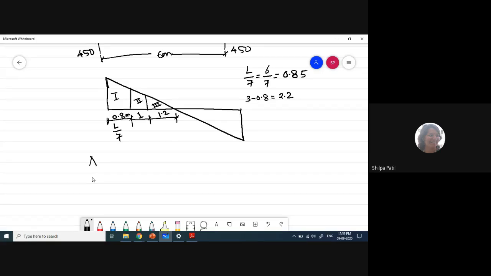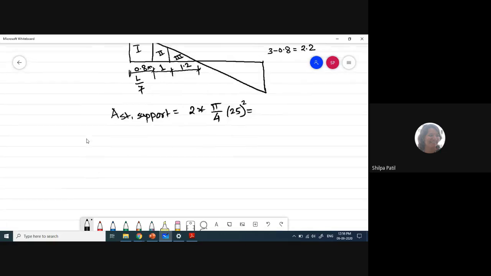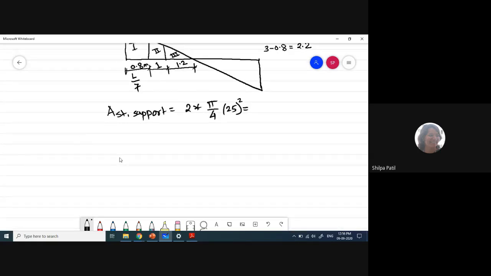I have to consider the AST calculation near the support, because two bars are bent. So it will be 2 into pi by 4 into d square. 25 mm was the diameter. So tell me this value. AST at support, meaning AST for zone 1, I have to consider. And then AST at midspan.